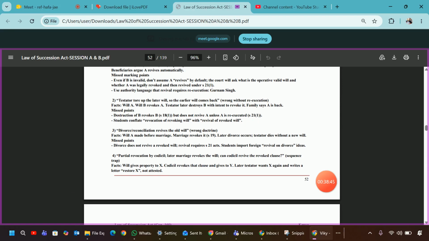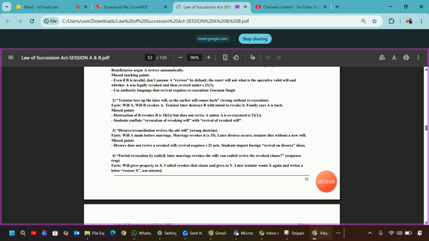Okay. 3. Divorce or reconciliation revokes the old will. This is a wrong doctrine. Look at the facts. Will A was made before marriage. Then marriage revokes it pursuant to Section 19. Later divorce occurs. Testator dies without a new will.